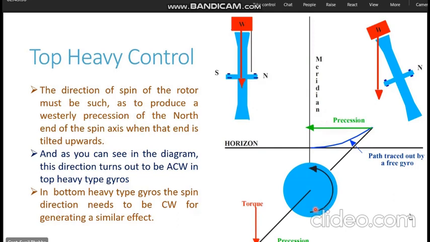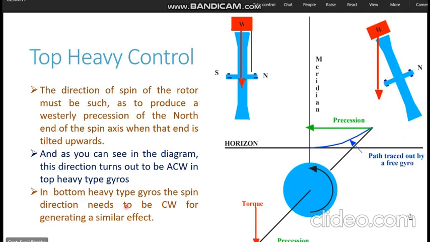You can see in this diagram also that if the torque is pointing downwards in the southerly direction, you have an anti-clockwise spin of the rotor. This torque generates an easterly precession on the south end and a westerly precession on the north end of the spin axis. Now if the gyro was spinning clockwise, the precession generated at the south end would be westerly and the precession generated at the north end of the spin axis would be easterly, thus taking the spin axis farther away from the meridian, defeating the whole purpose.